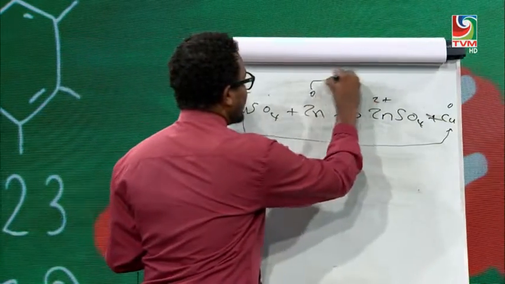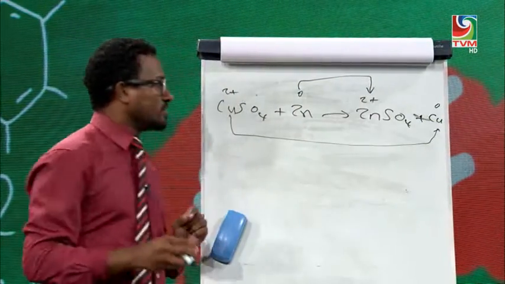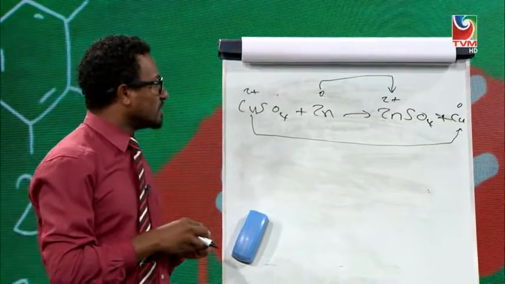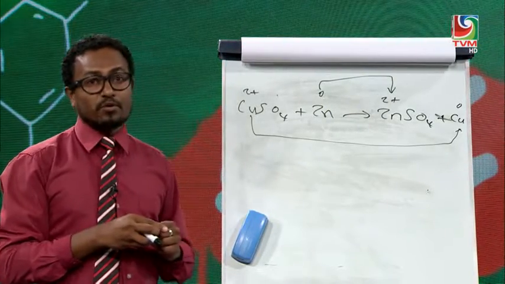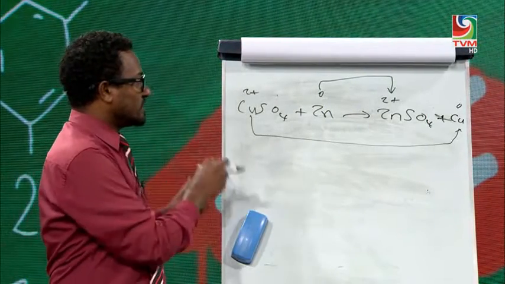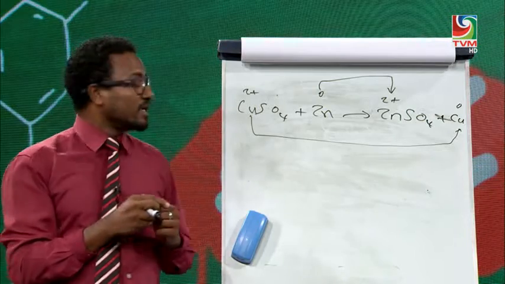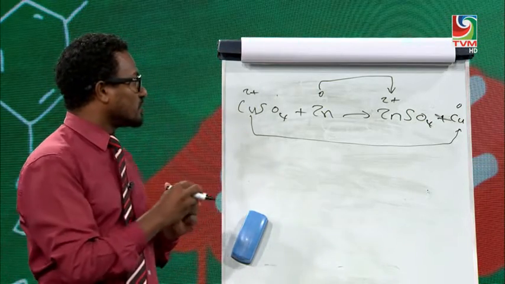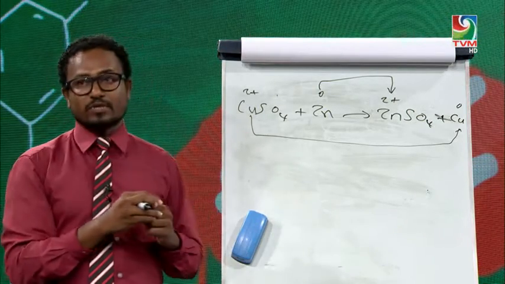And what has happened to the zinc? The oxidation state of zinc is increased from 0 to +2. So zinc is being oxidized. So, in terms of oxidation state, we can explain that this is a redox reaction, because copper is reduced and zinc is oxidized.